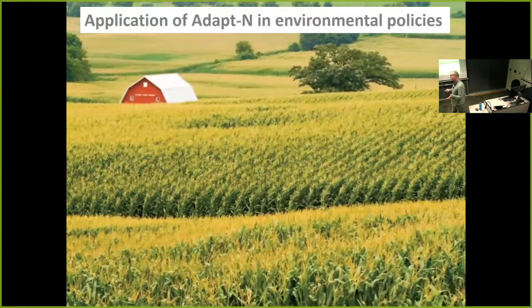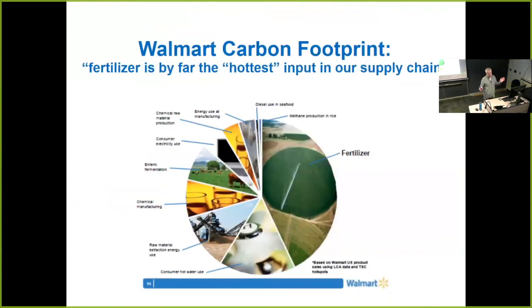Okay, so in the few minutes that I have, I want to just present how we use AdaptN in environmental policies. There are large companies like Walmart, but not only Walmart, large retail companies that want to reduce their carbon footprint. And Walmart, for example, came to the conclusion that fertilizer accounts for almost 50% of their carbon footprint. And they're looking for ways to basically track the sustainability of their production and how they can improve it.